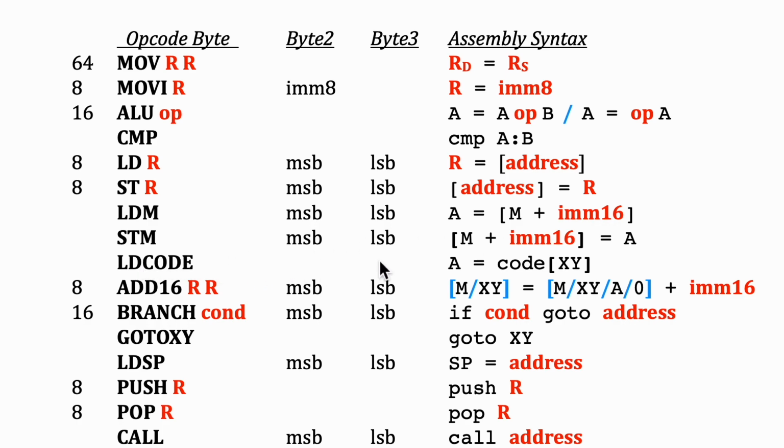The load code instruction goes to the flash memory, and it uses the XY as a pointer to determine which address we will fetch a byte from, and that's moved into the A register. Obviously there's no store into the flash memory, but there's also no ability to move a single byte from the memory providing a direct address.